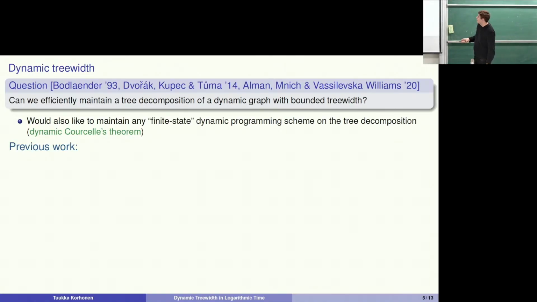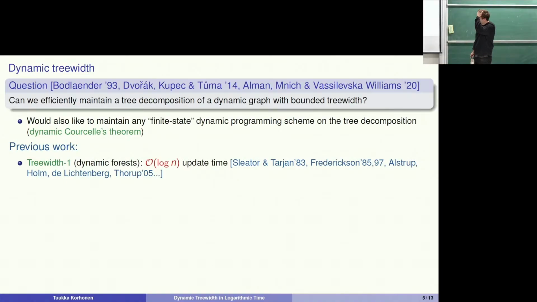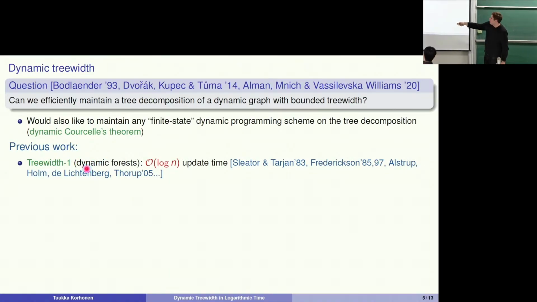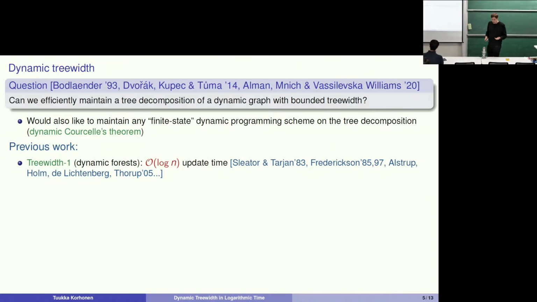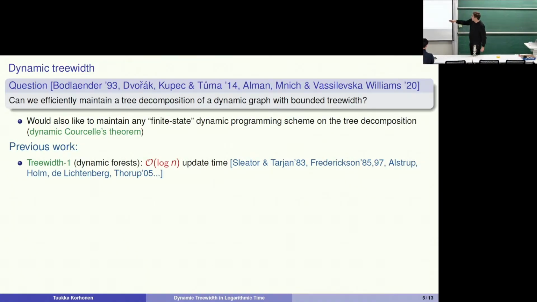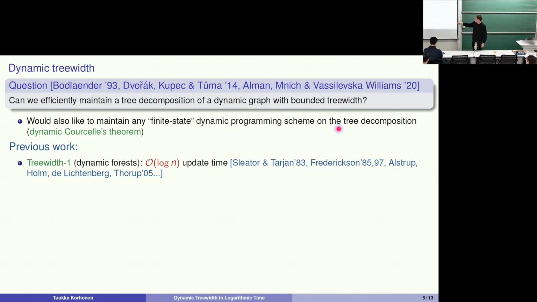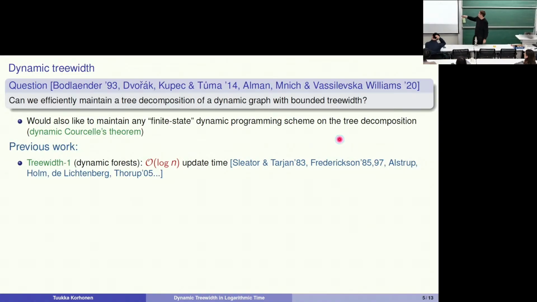There is by now quite some work on dynamic treewidth. The first thing to mention is that treewidth 1 graphs are exactly forests. So this corresponds to dynamic forests, for which there are many algorithms with logarithmic update time. There is the link-cut tree of Sleator and Tarjan, the topology trees of Frederickson, and also the top trees of Alstrup, Holm, de Lichtenberg, and Thorup.